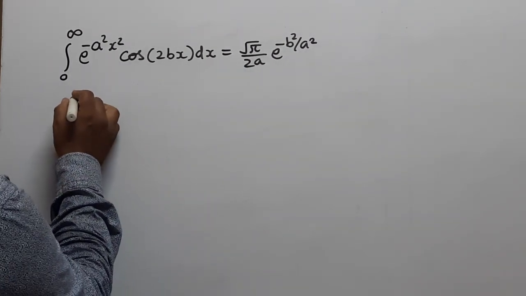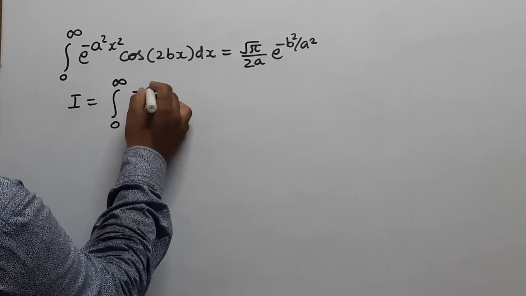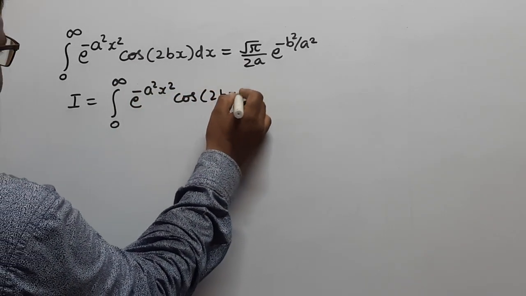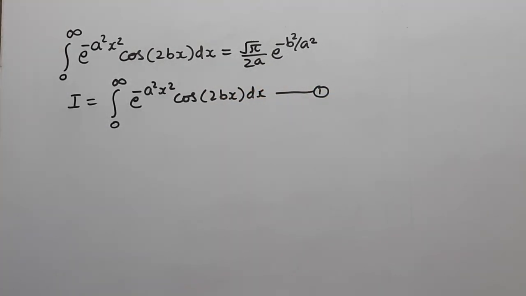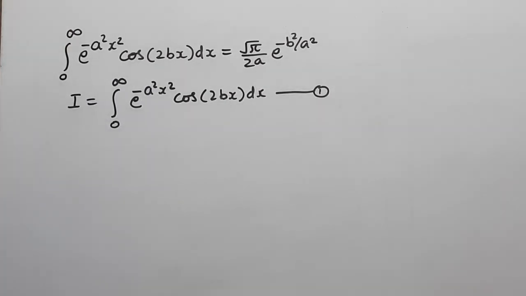So first we suppose that this given integral e to the power minus a square x square cos 2bx dx is equal to I. Here we can see that a and b both are independent from x, so these are the parameters. Here we use differentiation under the sign of integration.